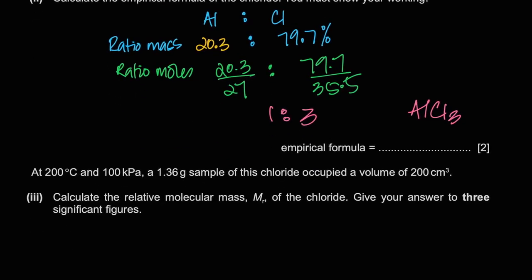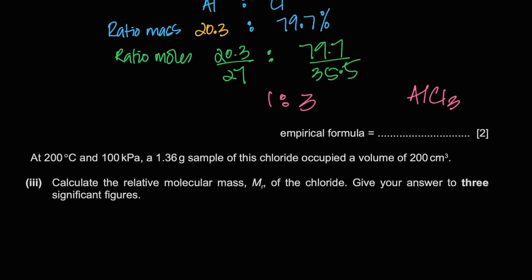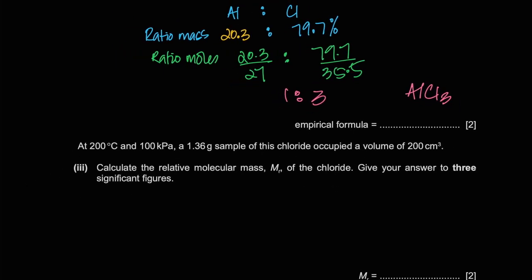Then the gas law part is the third part. Once having done AlCl3, it says here to find the relative MR of this chloride. They've given the temperature, which we have to convert to Kelvin, and the pressure, which we have to convert to pascals. The mass is given, so we can find MR, and the volume is 200, which we then have to convert to meter cube.